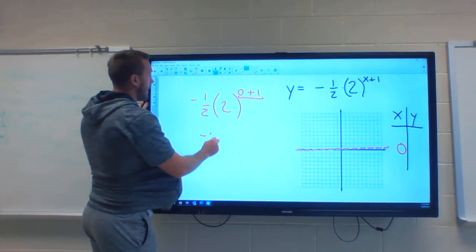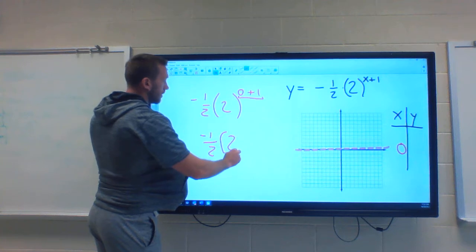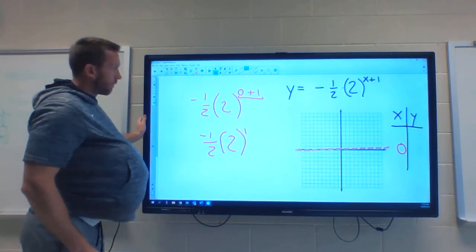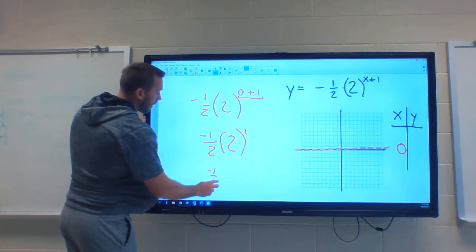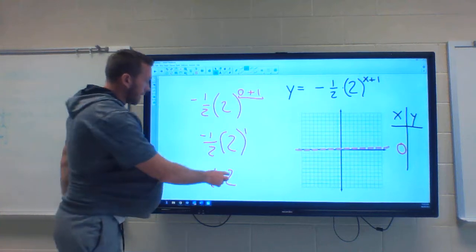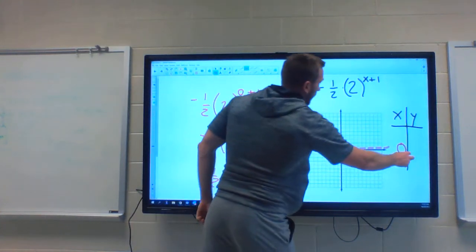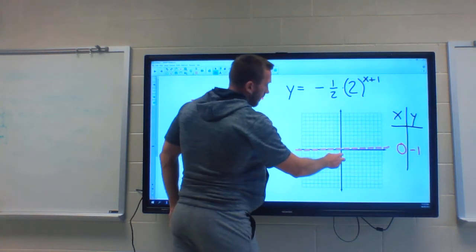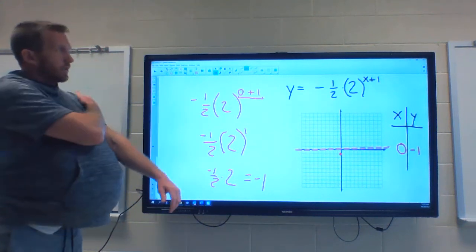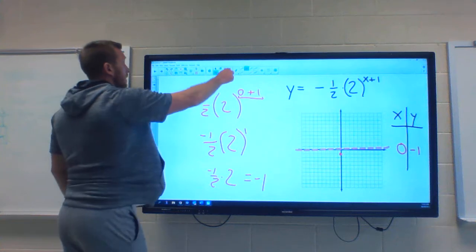So in reality, I've got negative 1/2 times 2 to the first power, because that's what 0 plus 1 is, which really becomes negative 1/2 times 2. Okay? Negative 1/2 times 2 is negative 1. So we've got that coordinate right there, 0, comma, negative 1. Nice thing is it's below the asymptote. So that's what we expected it to be. Okay?